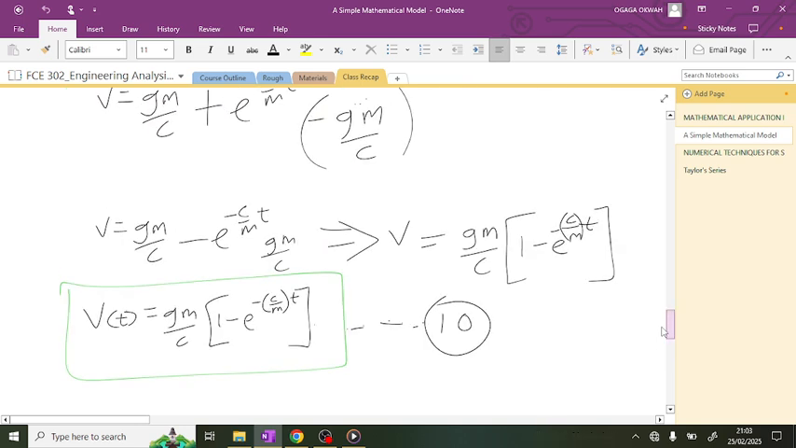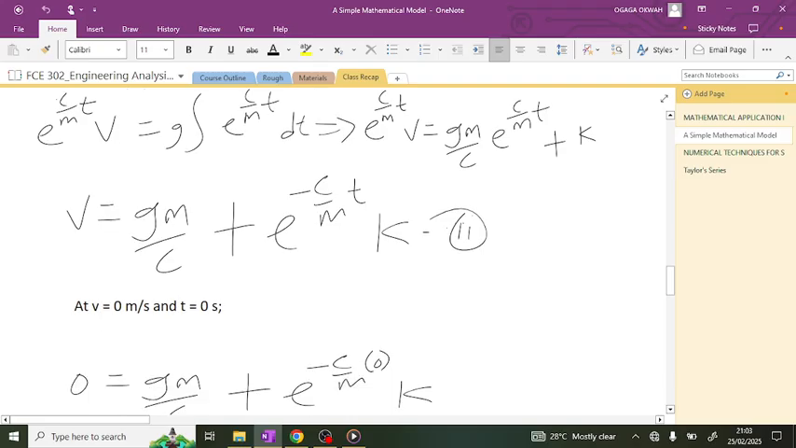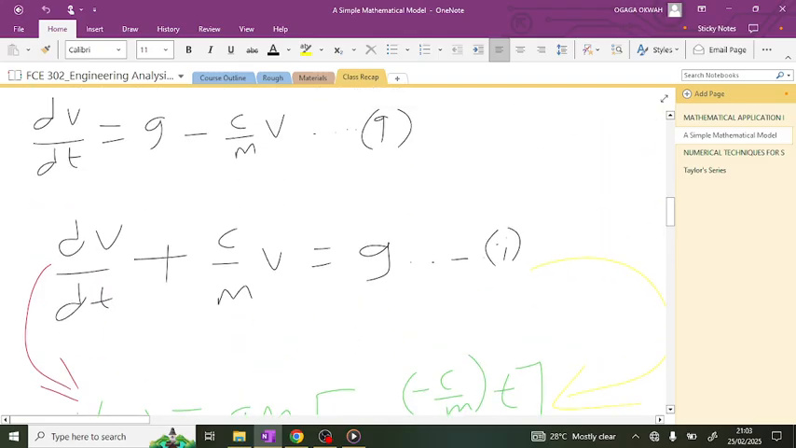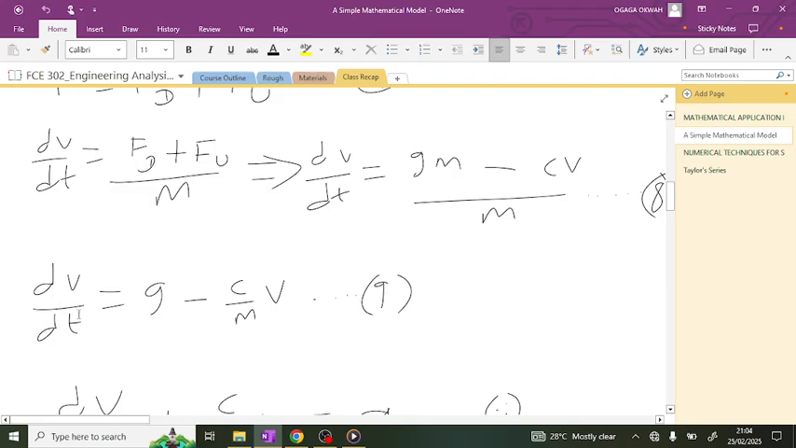So this equation 10 is called the analytic or exact solution. It's called exact because it satisfies the original differential equation. You know we had equation 9 here. So we solved from equation 9 to get equation 10, and it satisfies the original differential equation.